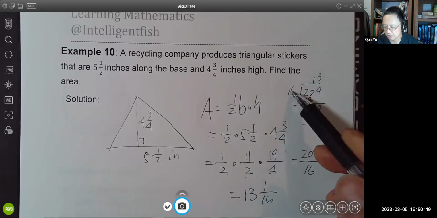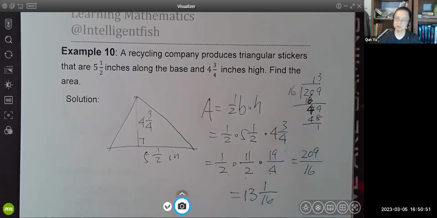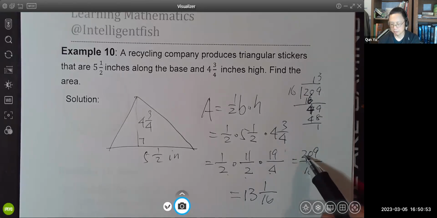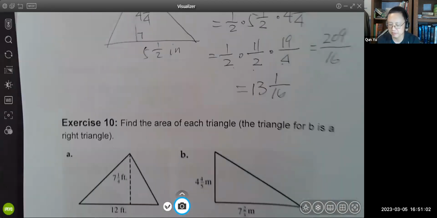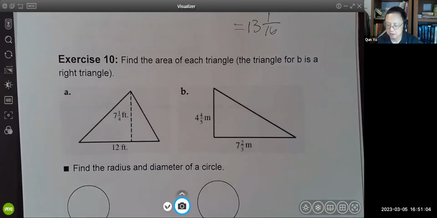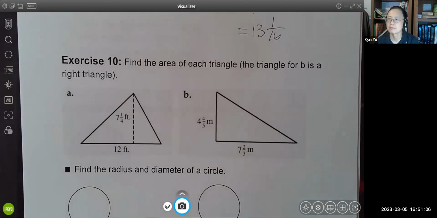16 on the bottom as a divisor, remainder is 1. So this way you can convert an improper fraction to a mixed number super fast. Just use the calculator to do division. Now these are the exercise problems.